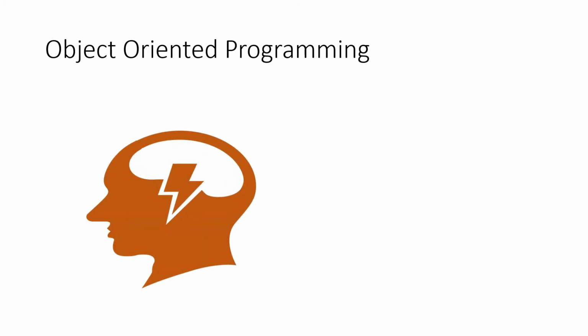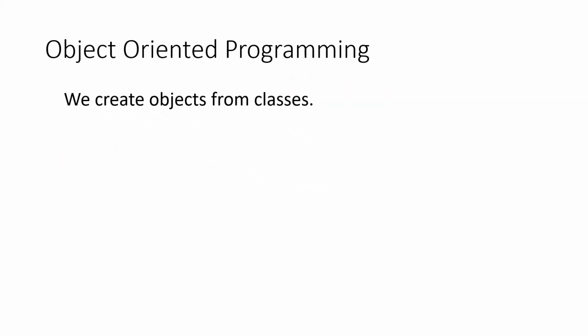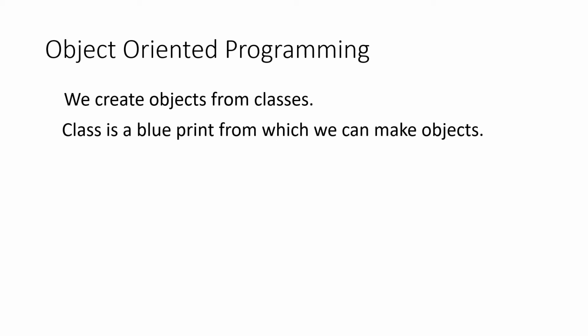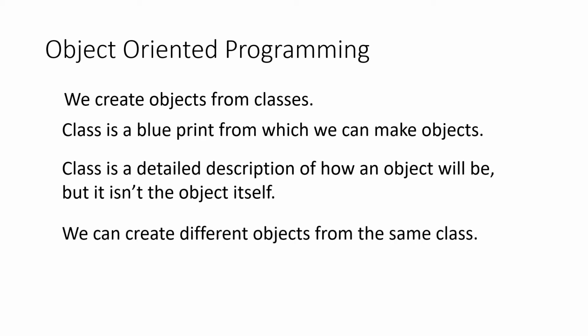One question that must be coming to your mind is how we create objects. Or where do objects come from in computer programming? We create objects from classes. Basically, a class is a blueprint from which we can make objects. A class is a detailed description of how an object will be, but it isn't the object itself. We can create different objects from the same class.